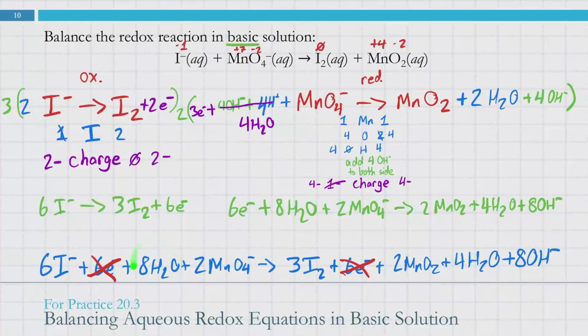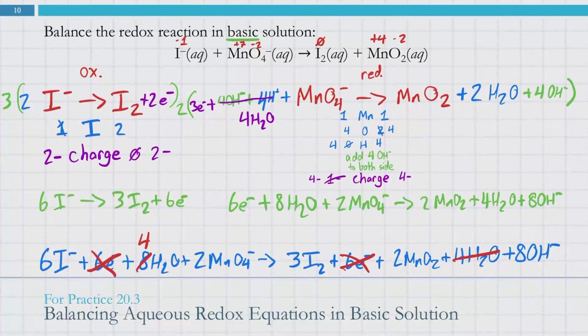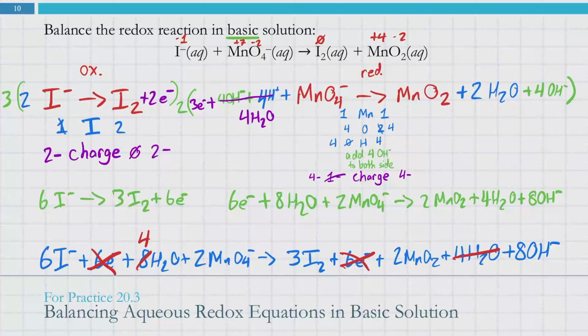We've got 8 waters on the left. We've got 4 waters on the right. We can cancel some waters out. So remove 4 H2Os from both sides. Becomes 4 H2Os on the left side. We could have also just canceled the H2Os in our reduction half reaction before we combined them. And now we can check.